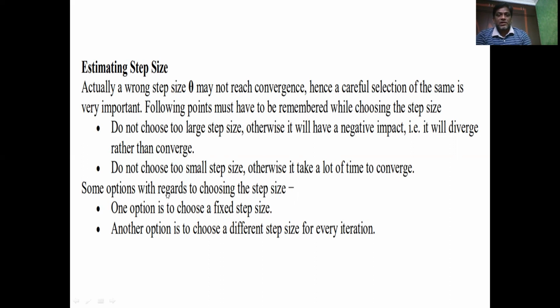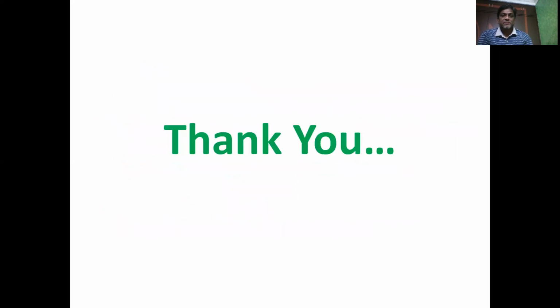And how do we select this step size? These are possible options. You can choose a fixed step size for all the iterations, or you can choose different step sizes for every iteration based on the knowledge of the previous iteration. Either way you can use it. Choosing a different step size for every iteration will converge your neural network very quickly.